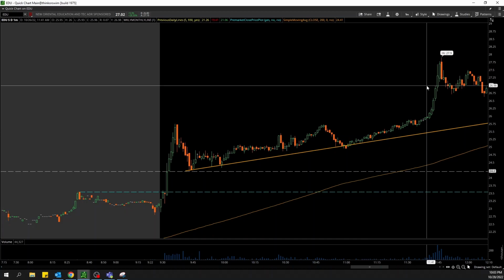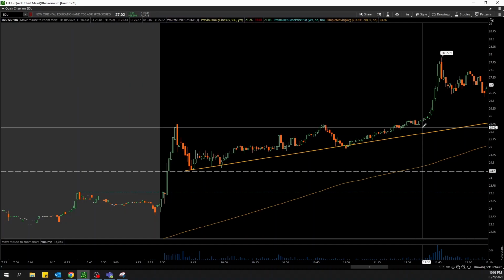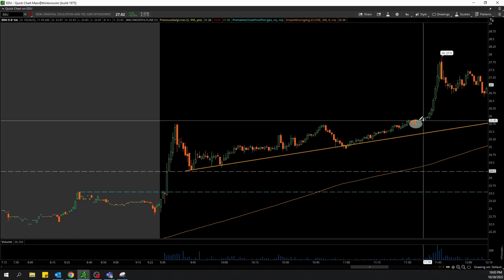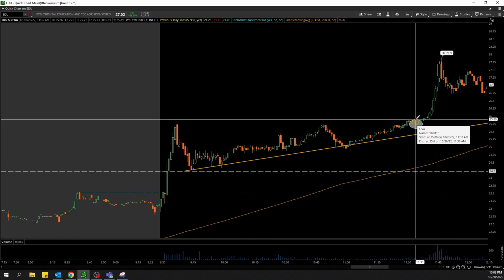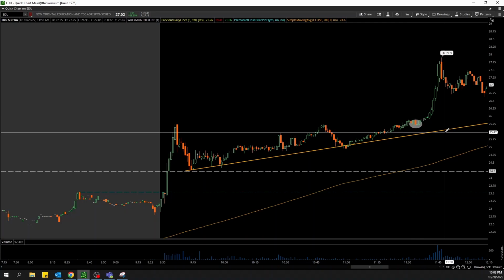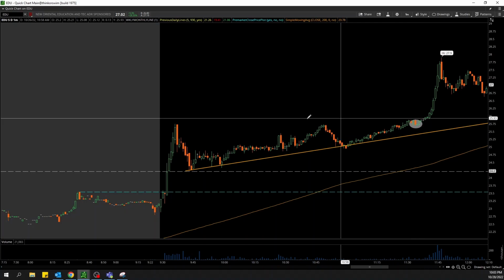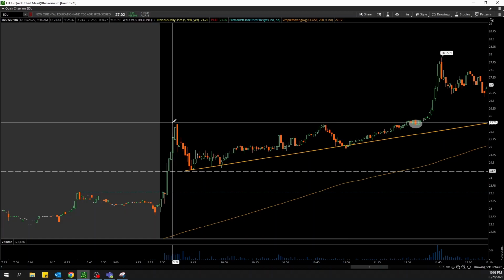So with very low risk, ideally the entry probably would have been somewhere here. But again, it's really based on preference. You would have had about 20-cent risk off of that, and then it was a nice rip and play. We're taking out the daily high, and it kept going from there.